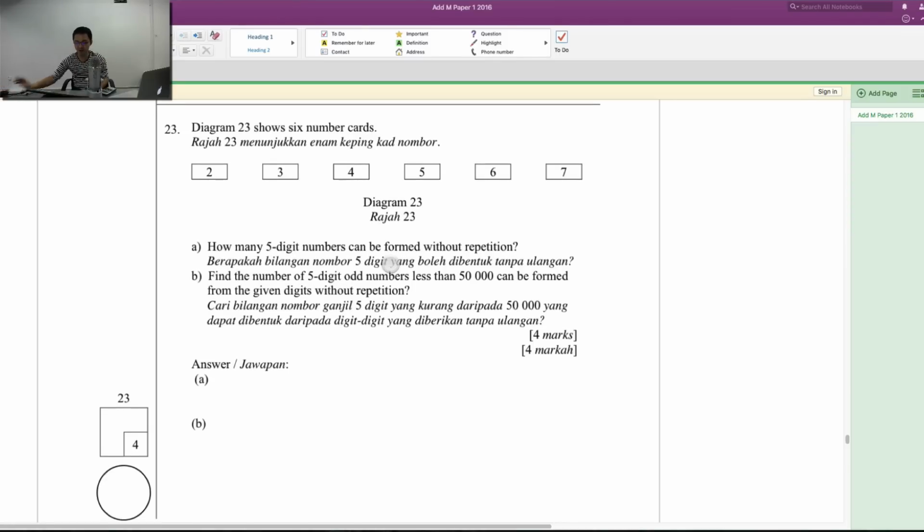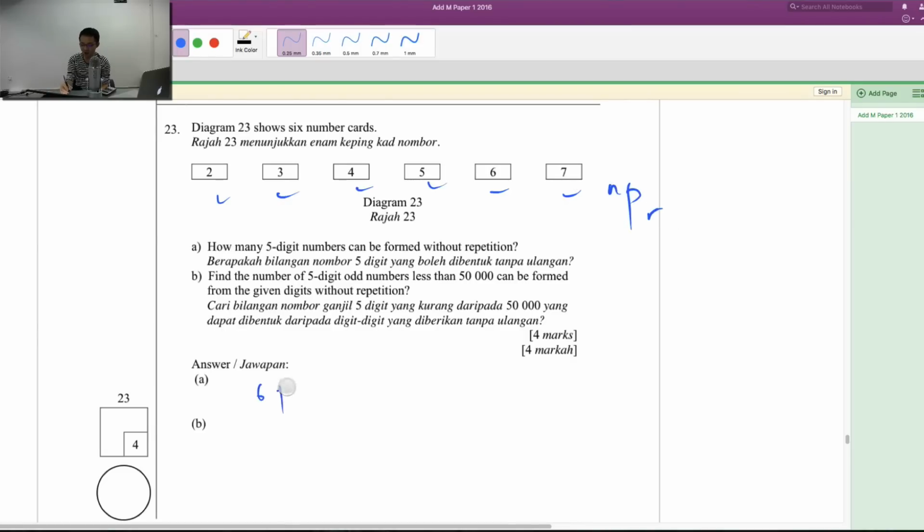Okay, 23. It's a permutation and combination. So you have 2, 3, 4, 5, 6, 7. How many 5 digits number can be formed without repetition? You have 6 number, you want to choose 5 number, and it's a number used permutation, so it's nPr. So you have 6 number, you choose 5. That's all, 6P5. So for A, it's just 6P5, and then you got the answer, 720.